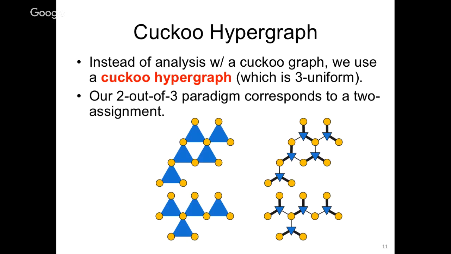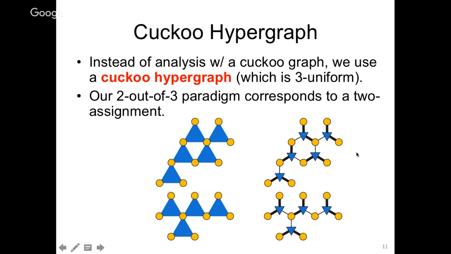Now, in order to analyze this data structure, we introduce this concept of a cuckoo hypergraph, which is 3-uniform. That is, every hyperedge in this hypergraph has 3 vertices. Hence this 2 out of 3 paradigm of choosing 2 out of 3 locations will correspond to a 2-assignment. That is more or less a matching of 2 out of the 3 vertices of every hyperedge in a way that is guaranteed to be disjoint.